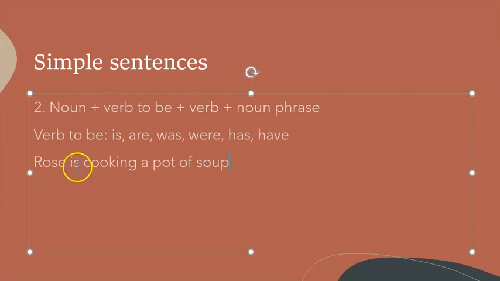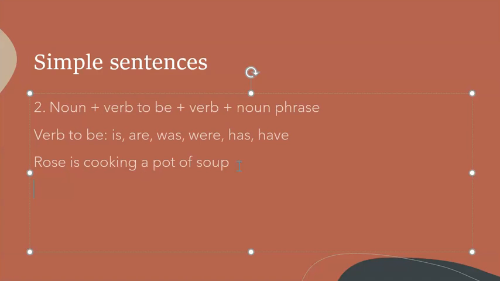So now let's look at the breakdown. You have the subject here, or the noun phrase, the noun, which is Rose. This is people, Rose, name of a person. And then you have verb to be, is. When you have is verb to be, you need to add the verb to ing. Is the gerund ing, okay? So Rose is cooking a pot of soup.